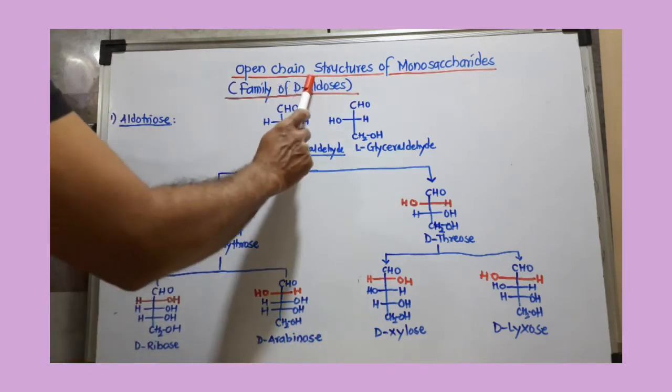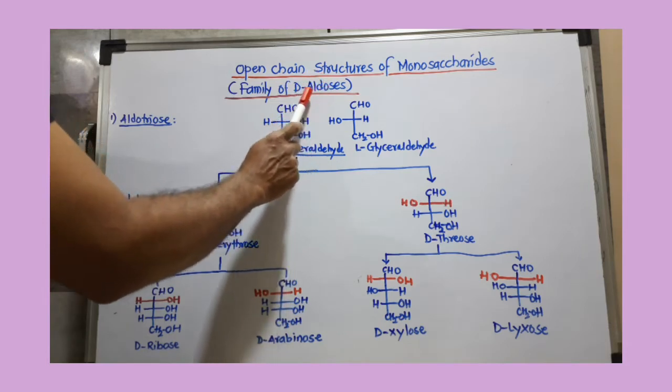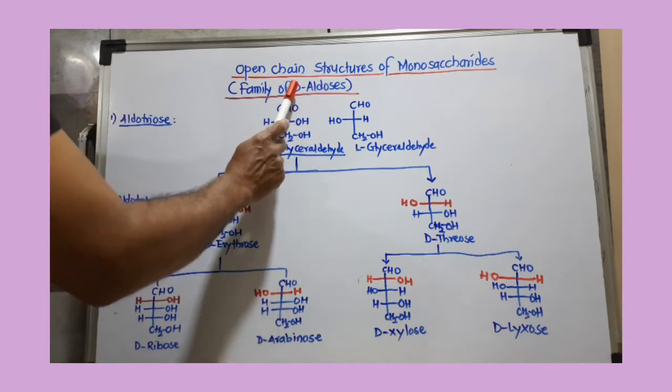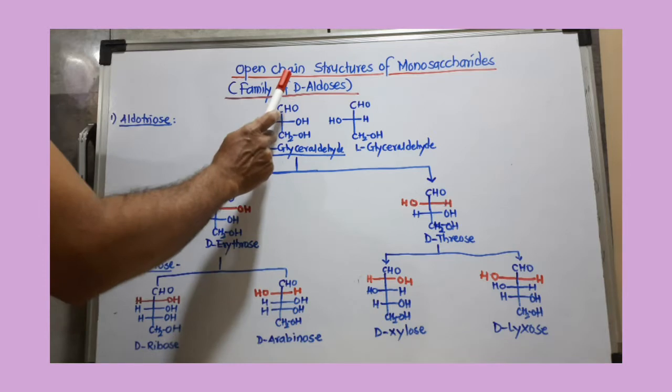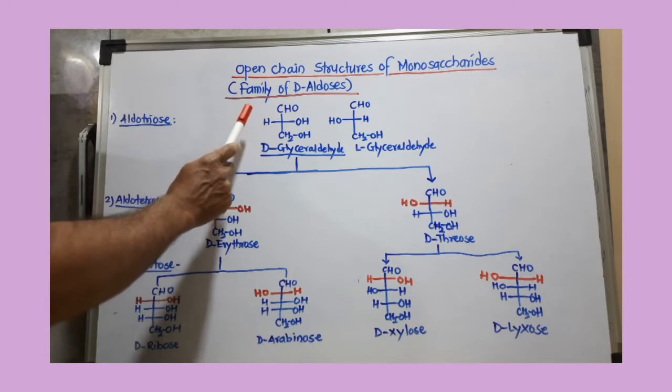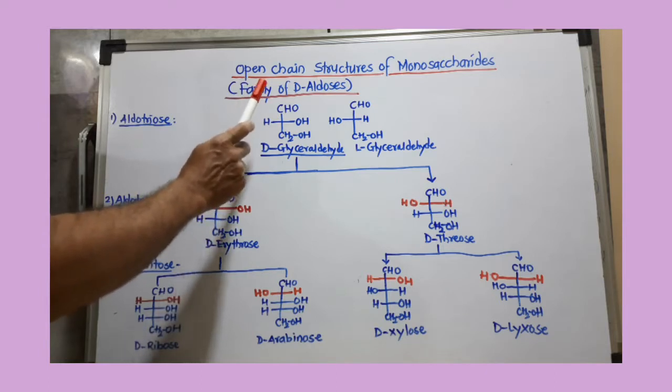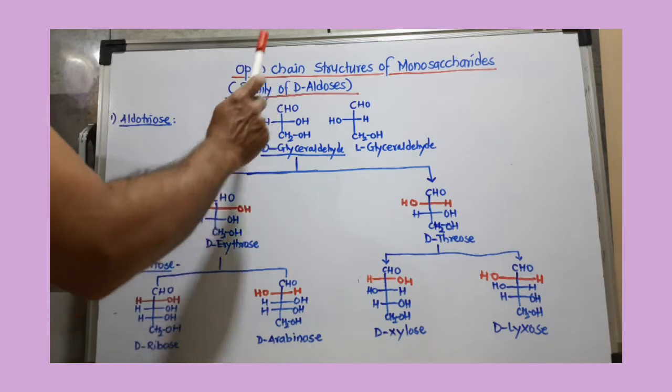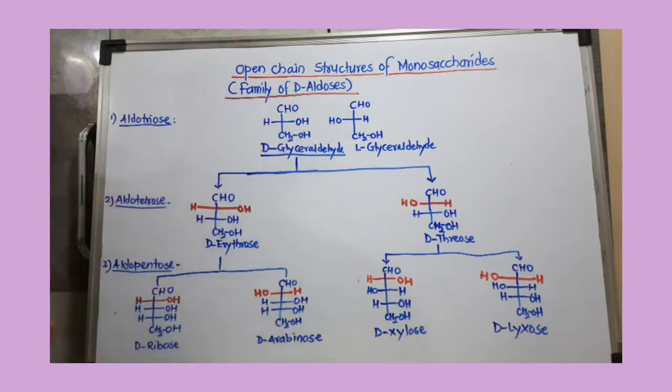What is the meaning of aldo? Aldo means aldehydic group. So D-aldoses means the chiral carbon which is away from the carbonyl group has such a configuration where the OH group is towards the right hand side.